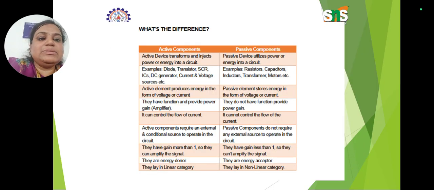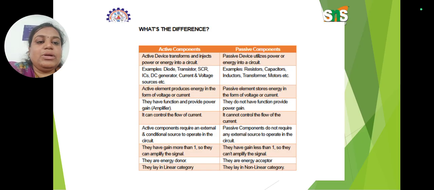What is the difference between active and passive components? An active device transmits and injects power or energy into the circuit. A passive device utilizes the power or energy in the circuit. Examples of active devices: diode, transistor, SCR, ICs, DC generators, current and voltage sources. Examples of passive devices: resistor, capacitor, inductors, transformers, motors, etc. An active element produces energy in the form of voltage or current. A passive element stores energy in the form of voltage or current. Active devices have the function of providing power gain. Passive devices don't have the function of providing power gain.